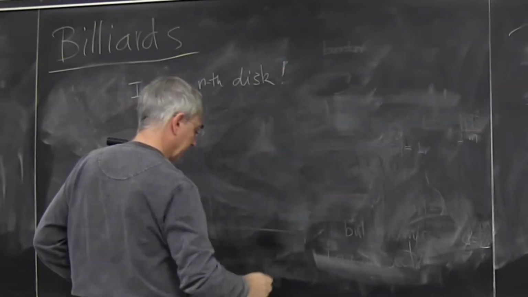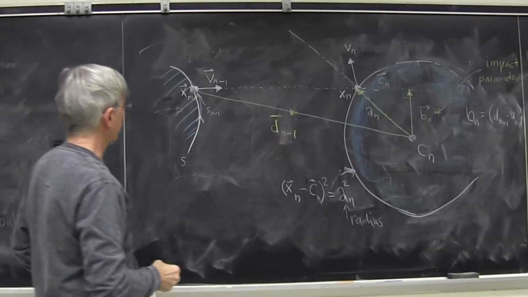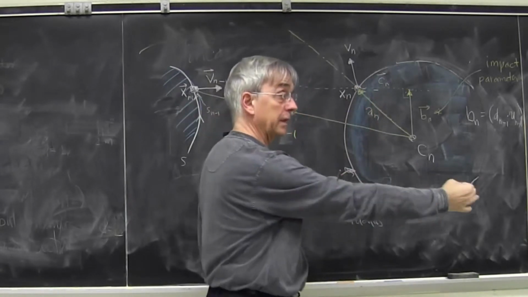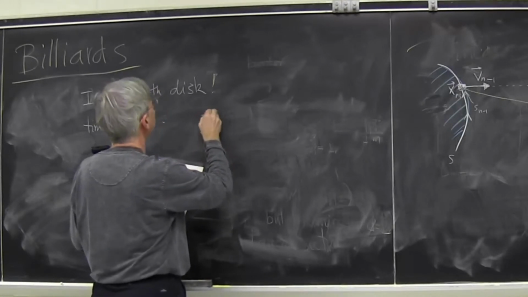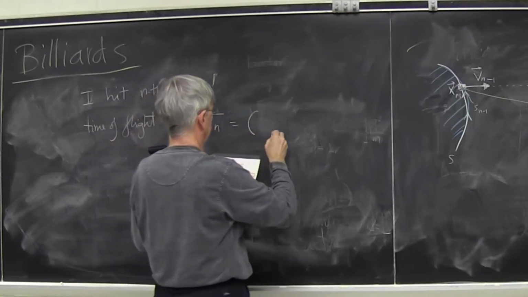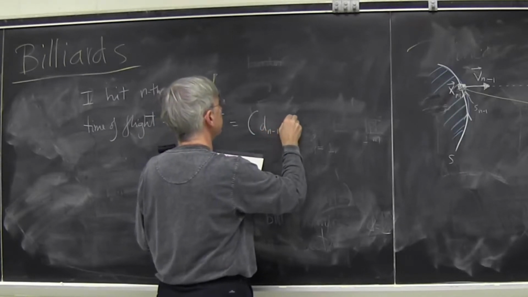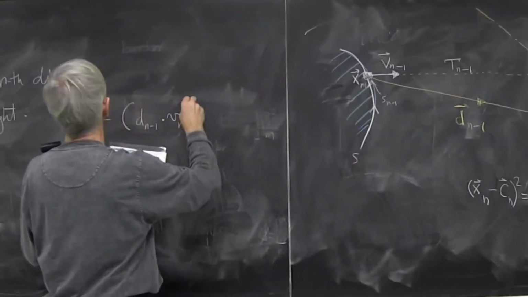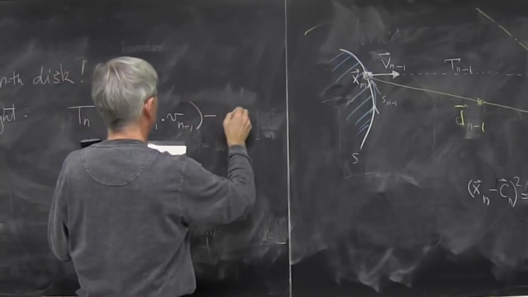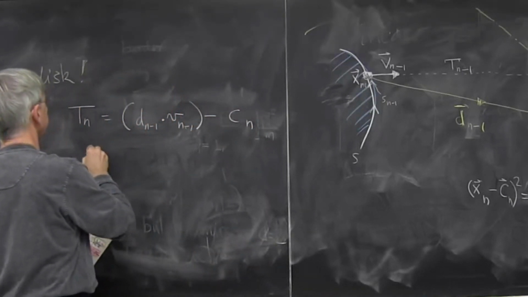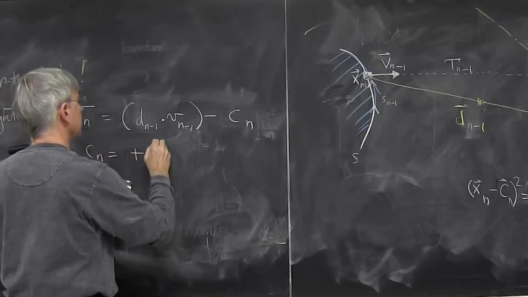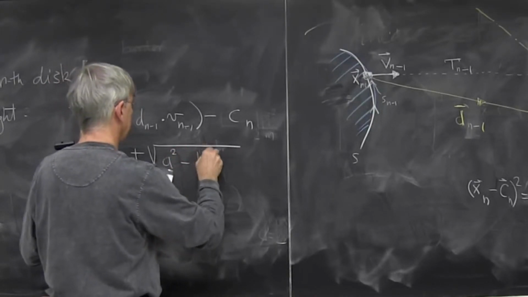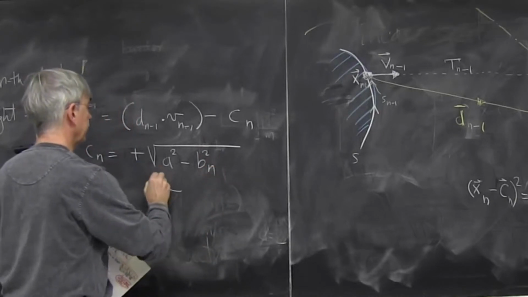I find out that b is smaller than 0. I'm hitting the disk. Then I have to compute the time of flight, because in dynamics I care about when I will arrive. It is d_{n-1}, and now you multiply it by velocity, not by turnaround velocity. That gives me this whole length, minus c_n, and c_n is the positive root of a squared minus b squared_n. So this is the only nonlinear thing.